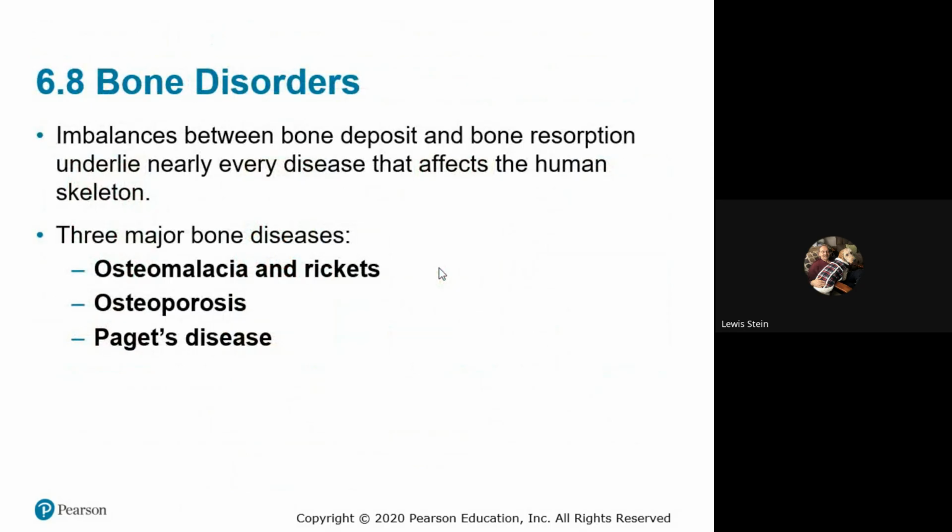Which brings us to the last little bit of this. These are bone disorders. Really the big player is osteoporosis. When we finish with this, you're out the door.